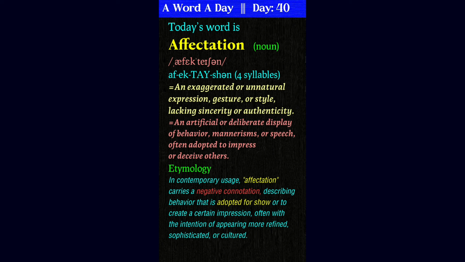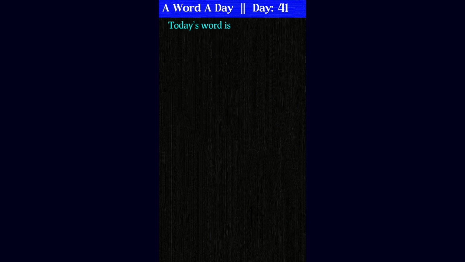In contemporary usage, affectation carries a negative connotation, describing behavior that is adopted for show or to create a certain impression, often with the intention of appearing more refined, sophisticated, or cultured. Day 41. Today's word is carpe diem. Carpe diem. 3 syllables.